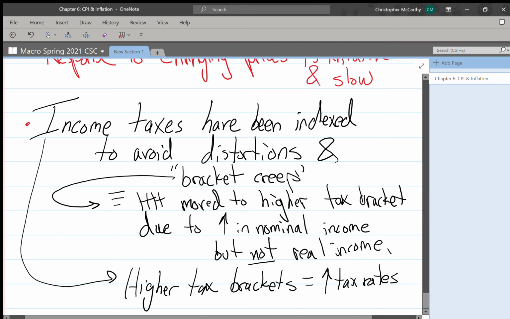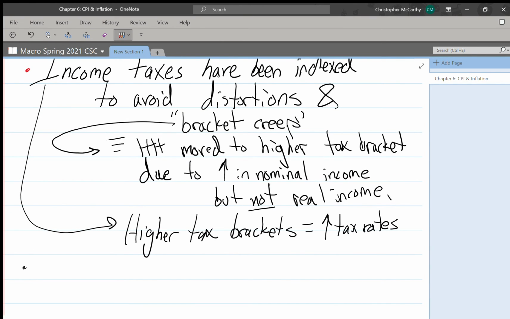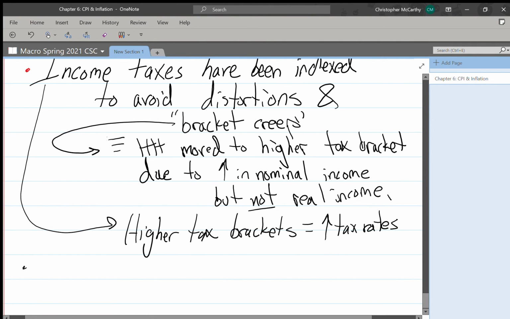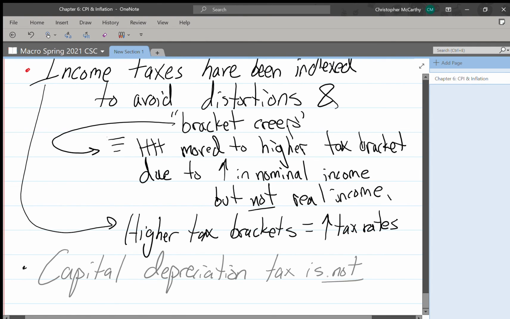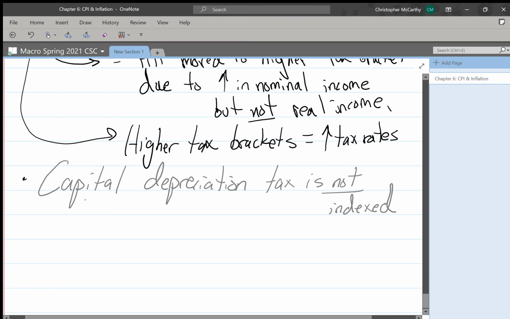Not all of the taxes are indexed, though, unfortunately. The capital depreciation tax is not indexed. And so, this encourages firms to buy capital goods. It allows them to deduct a share of it as a business expense.